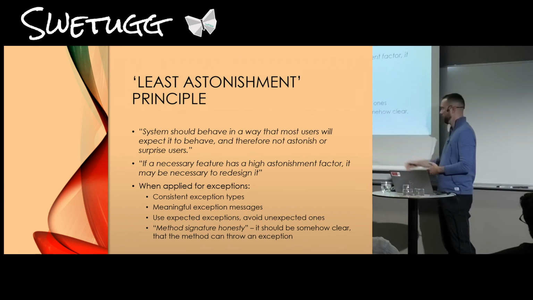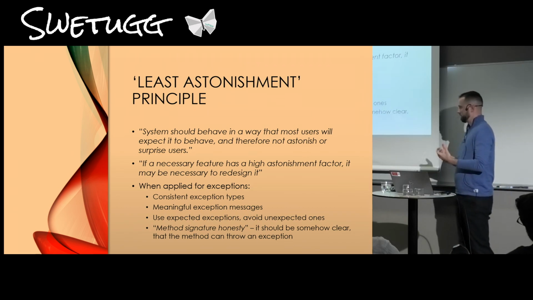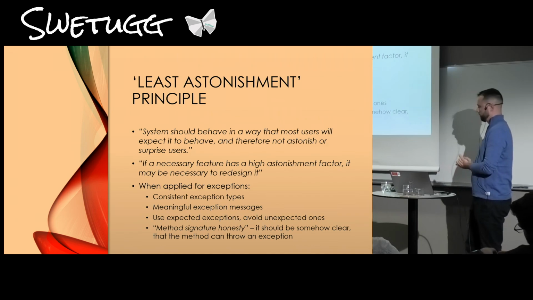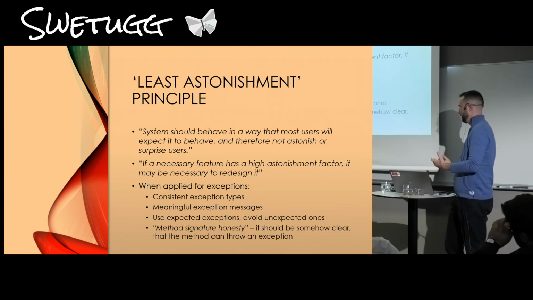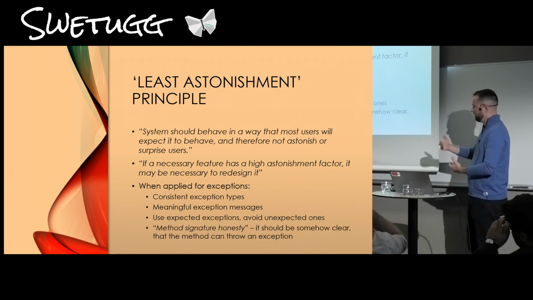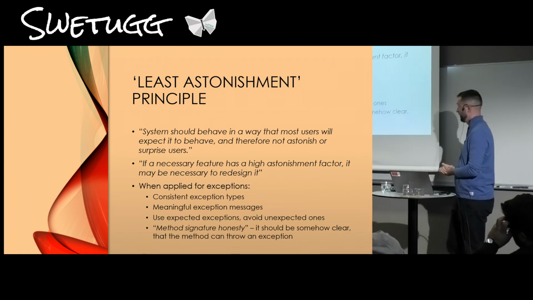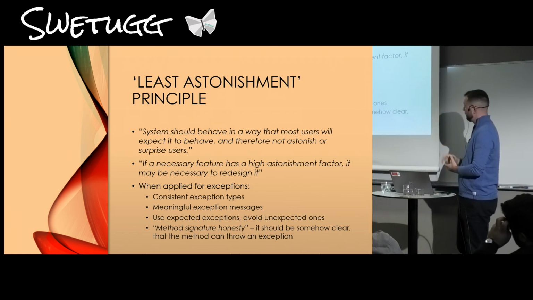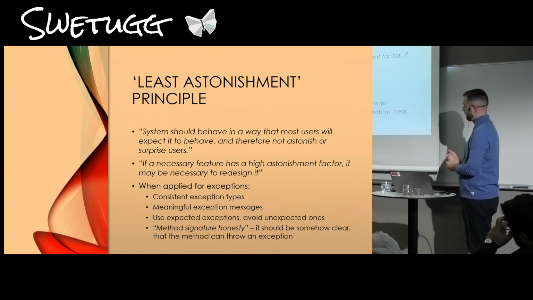method signature. It's at the bottom, method signature honesty. So it should be somehow clear that the method throws an exception. So for example, it might be named like TryGetEntity or something like that, because then it might be obvious that if it doesn't exist, it maybe throws an exception or returns some false as a boolean or something. And if a necessary feature has a high astonishment factor, it might be necessary to redesign it.